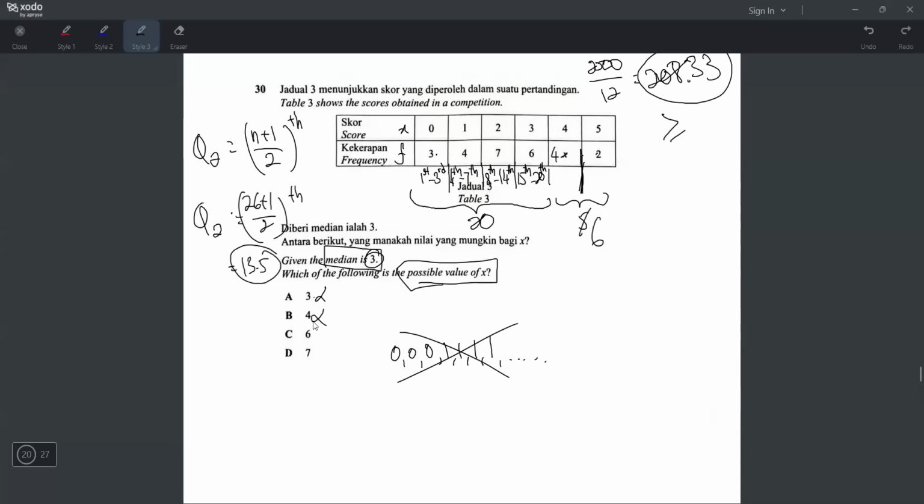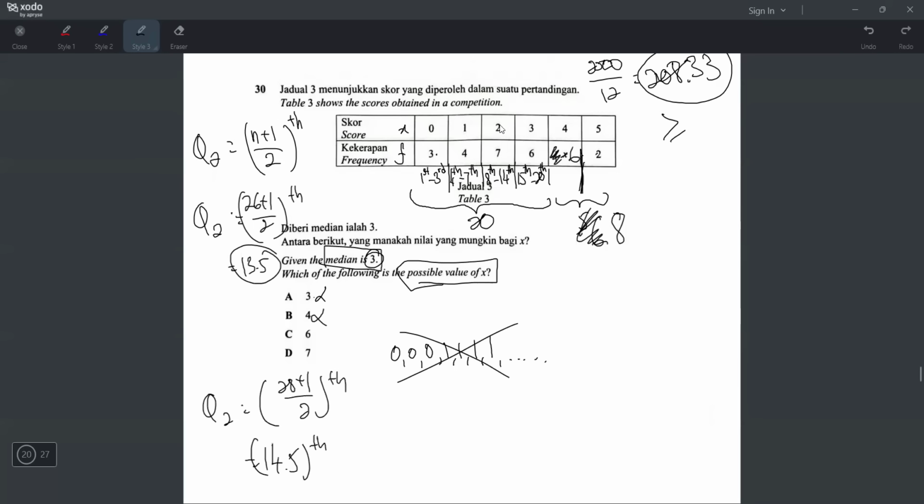Let's try with 6. If this is 6, 6 plus 2, this becomes 8. So the median will no longer be at this position. It will be 28 plus 1 divide 2 because there's 28 numbers. 29 divided by 2, you can use your calculator. I got 14.5. So what is the meaning if the median is at 14.5 position? It means you kena ambil nombor yang dekat kedudukan ke-14. The number at position 14 and the number at position 15 plus together divide by 2.